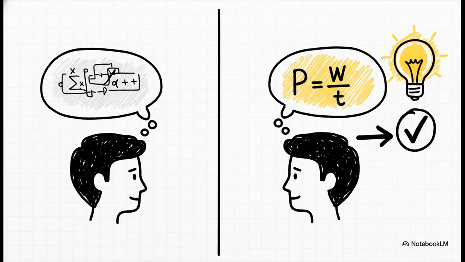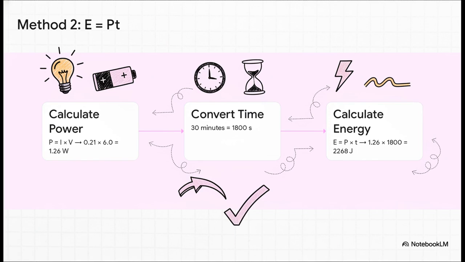But hey, what if that charge flow equation doesn't pop into your head during the exam? Well, no worries. The mark scheme provides a second, equally correct way to do it, and this one starts with power. With this method, you first figure out the power of the lamp using P equals I times V. That's 0.21 times 6.0, which is 1.26 watts.